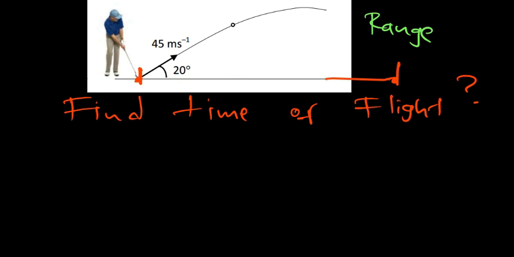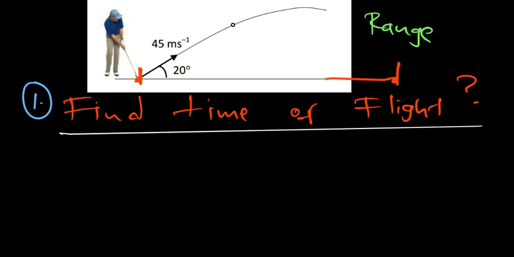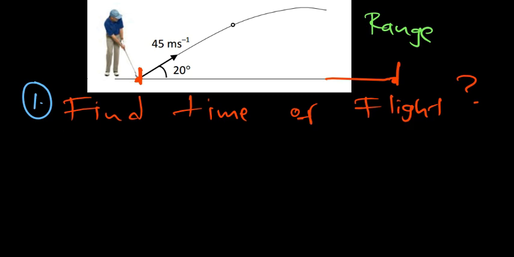Okay, so if I ask you for the horizontal distance, the range, they're all referring to the distance in the x direction of the entire projectile motion. Now, before you can find that, it will be easier for you, first of all, to find the time of flight. Okay, pause the video and just try that out.